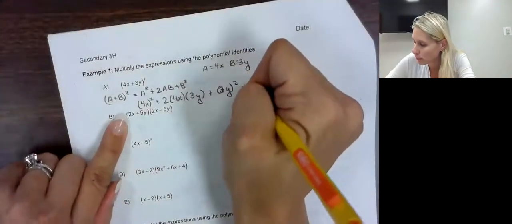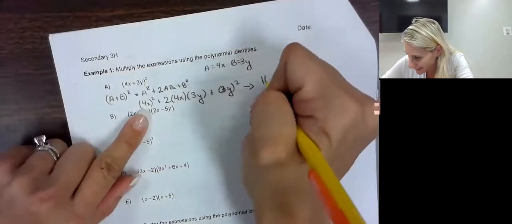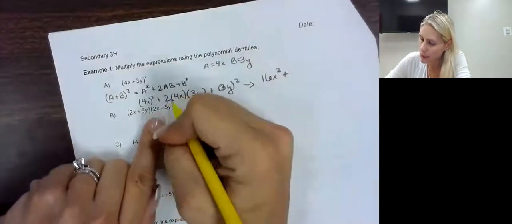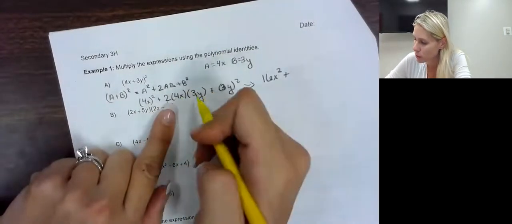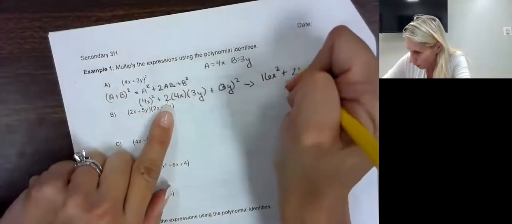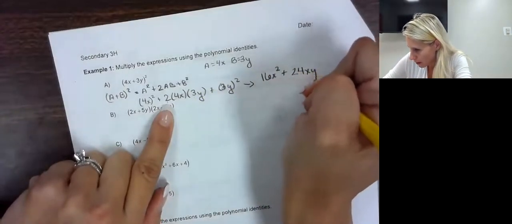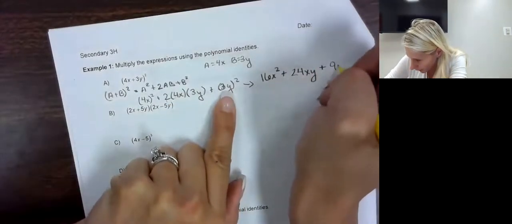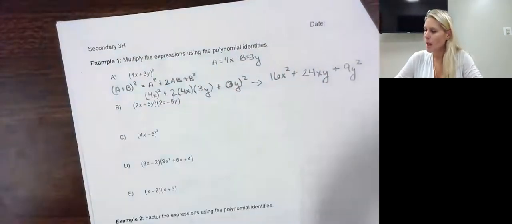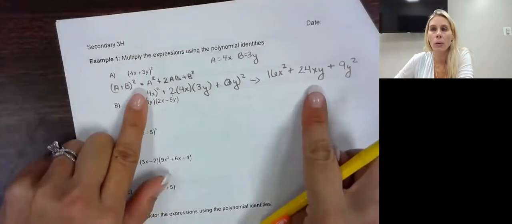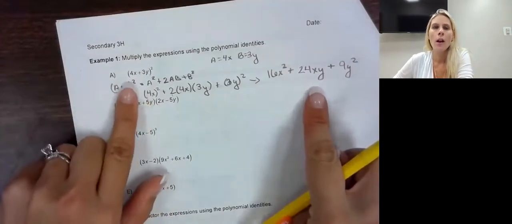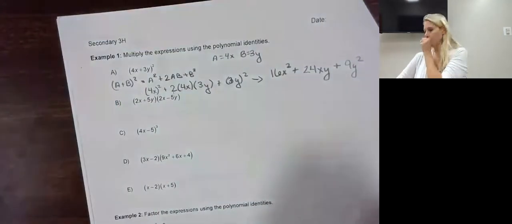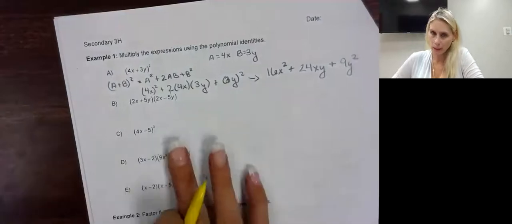Now I'm going to simplify. 4x squared is 16x squared plus, let's see, 4 times 2 is 8. 8 times 3 is 24. So 24xy plus 3y squared here is 9y squared. And we were able to do that by using the polynomial identity instead of just doing 4x plus 3y times 4x plus 3y. Now, in the next one here, we're multiplying.